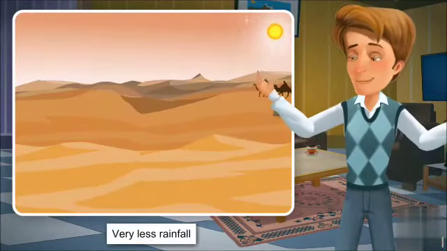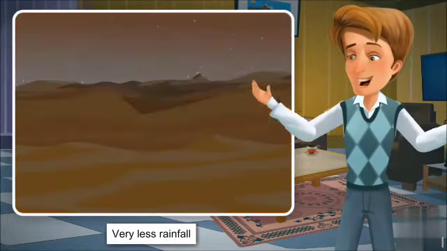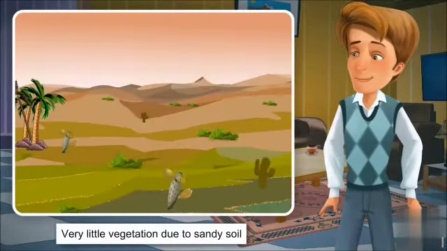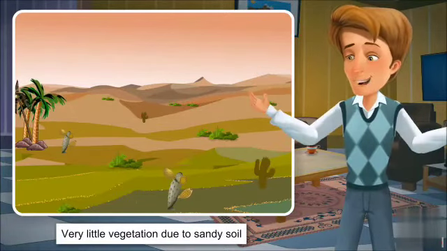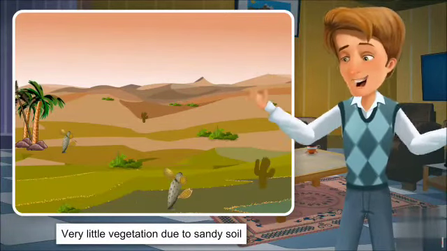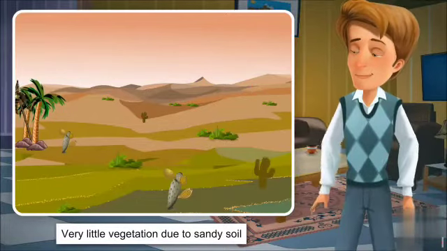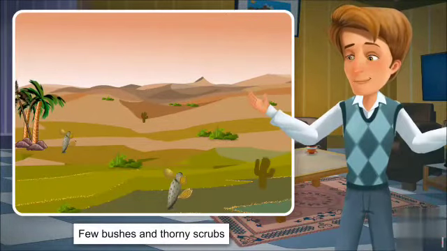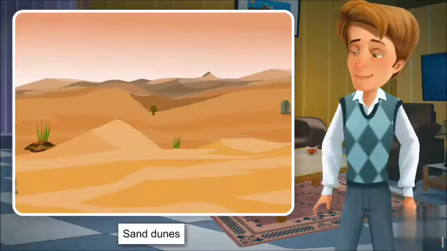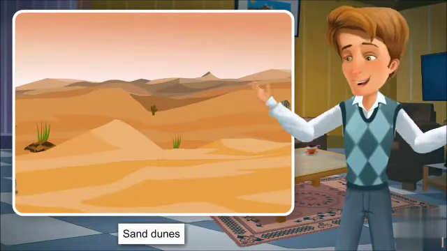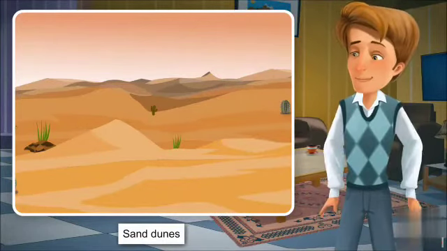The Thar Desert experiences very little rainfall. Due to the presence of sandy soil and shortage of water, there is little vegetation in the area. A few bushes and thorny scrubs can be found scattered in the area. The Thar Desert is dotted with sand dunes.